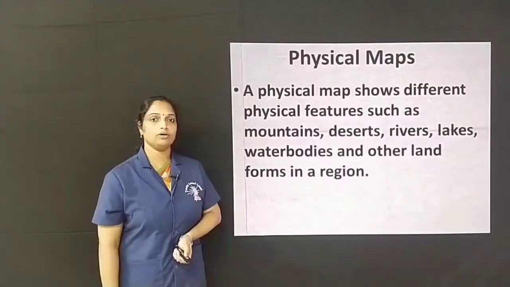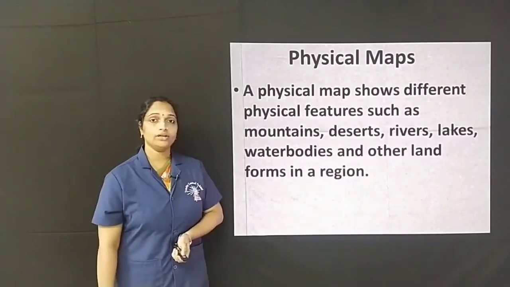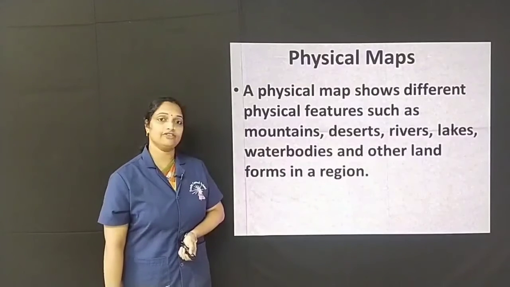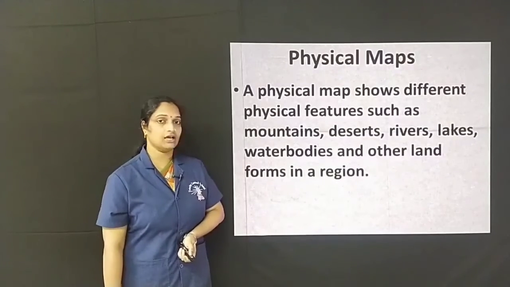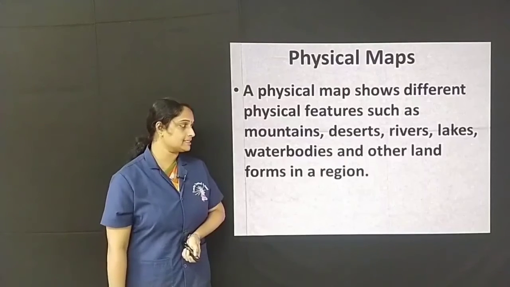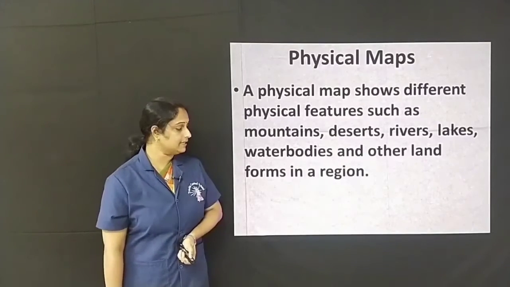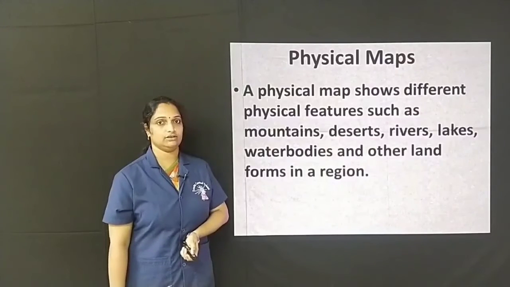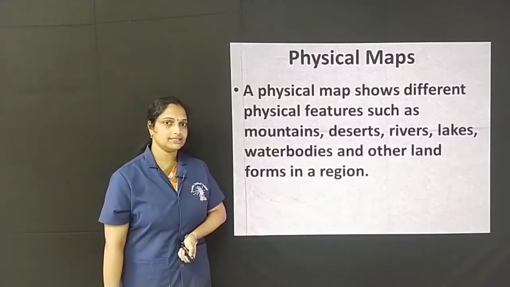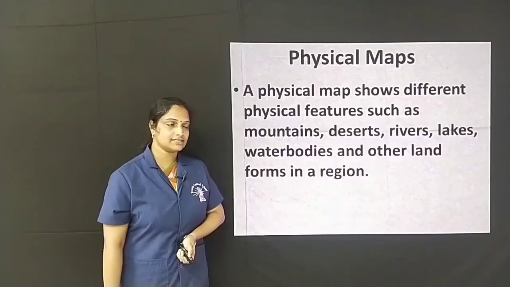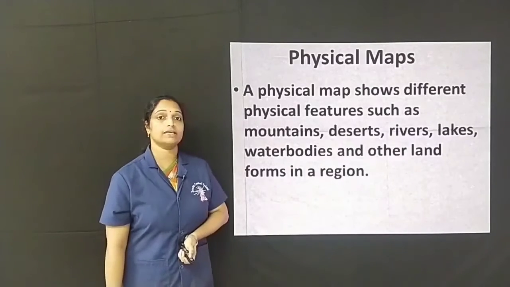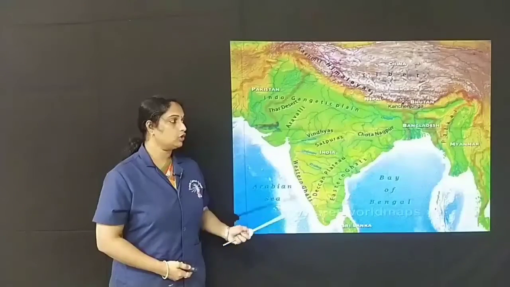Next we are going to study about physical maps. What is a physical map? A physical map shows different physical features such as mountains, deserts, rivers, lakes, water bodies and other landforms in a region. So look at this map.